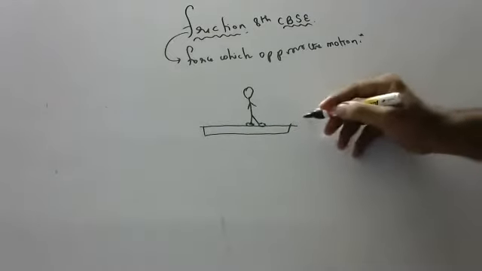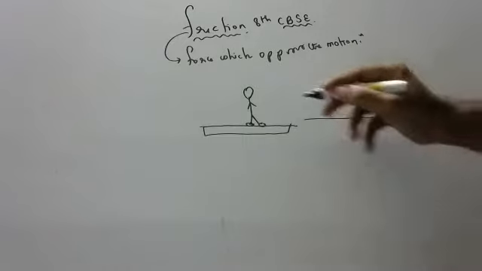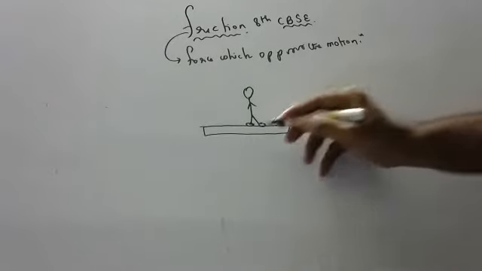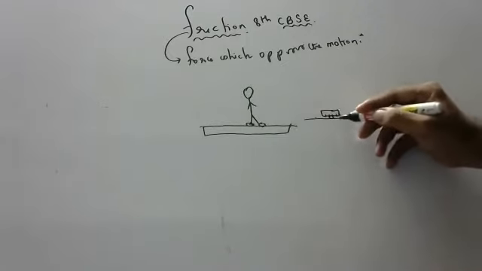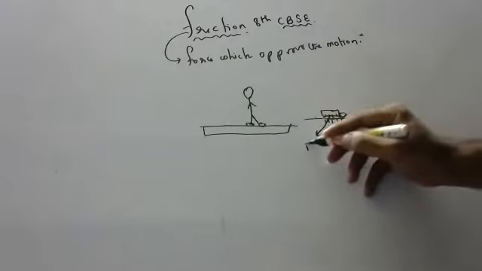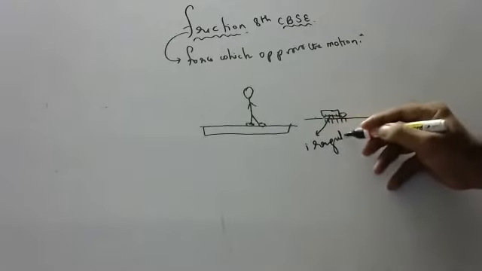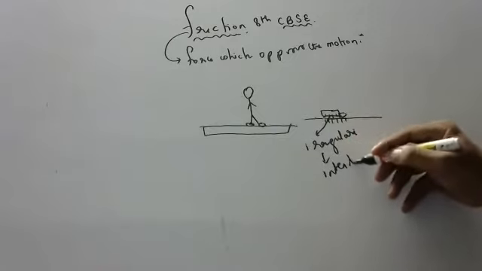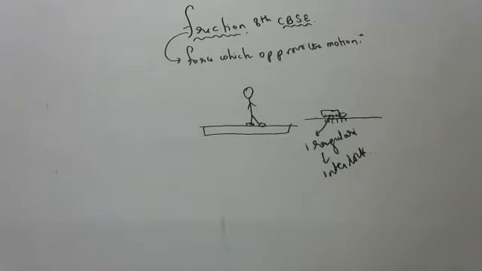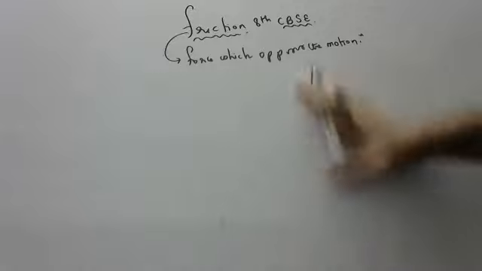Why is friction caused? Between the surfaces in contact, this is one surface and this is the other: the shoes of the person and the area of contact. There will be some irregularities. Those irregularities will interlock, and therefore friction is caused. Friction always opposes the motion.